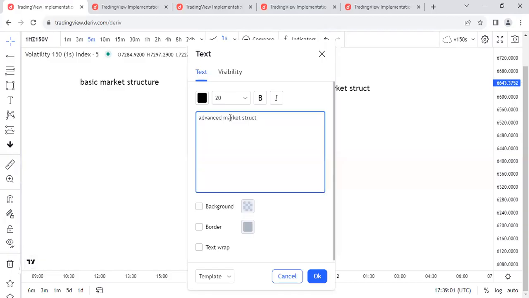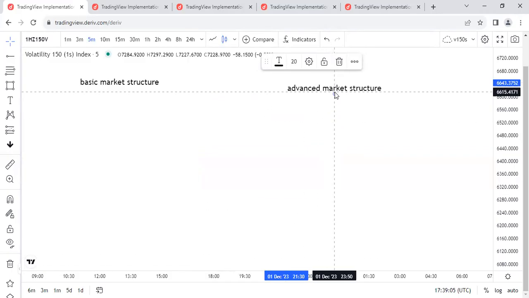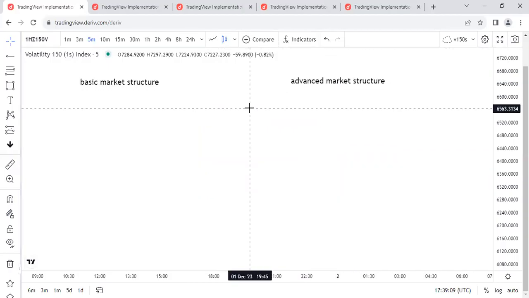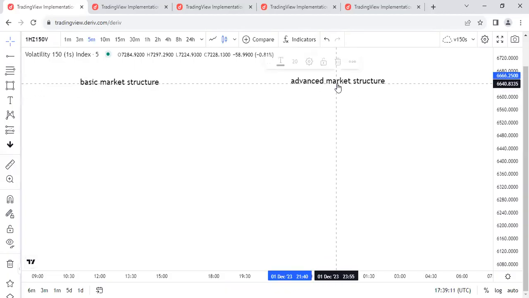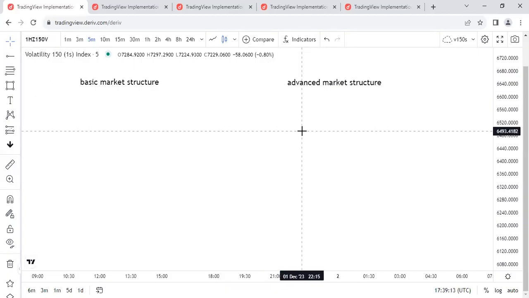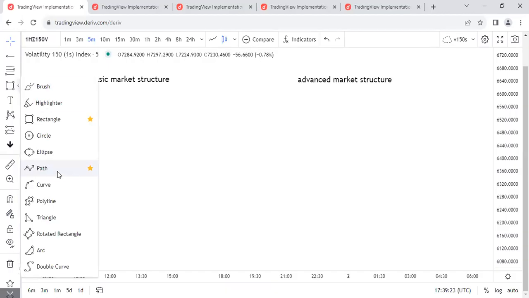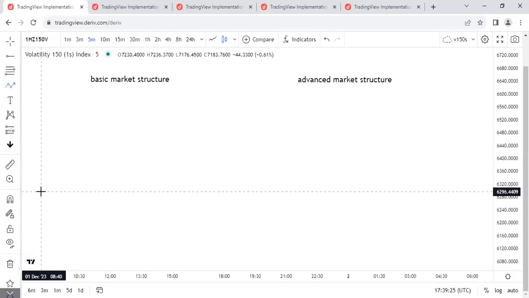I know quite a number of you already have an idea of what market structure is, but this is something we cannot skip, no matter how good you already are in the market. If we don't know market structure, we are just playing in the market. We have no idea of the direction of the market, where it is going. We are just doing guesswork, which shouldn't be like that. So what is basic market structure?